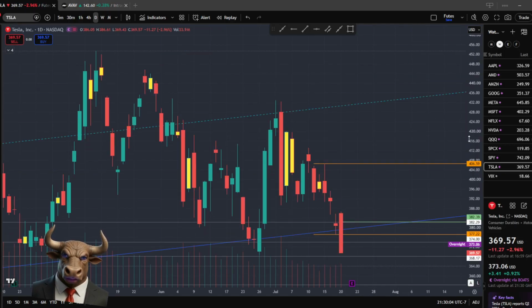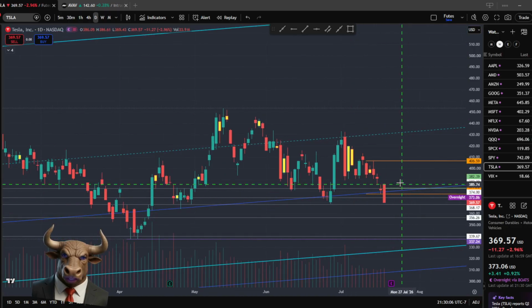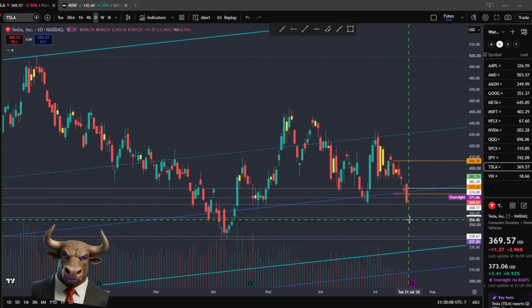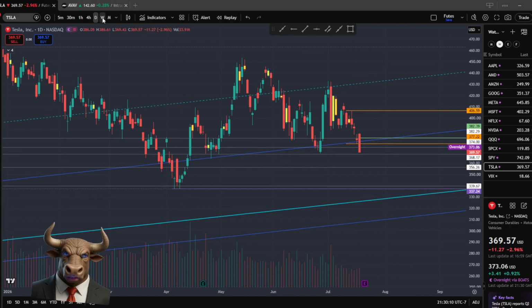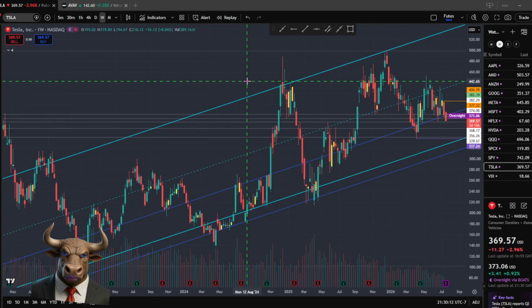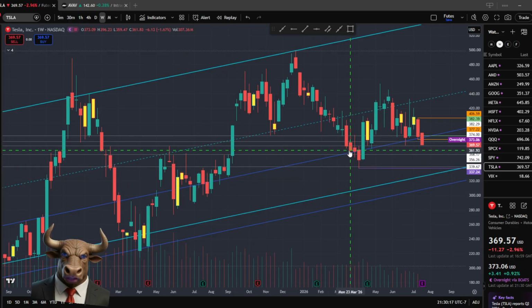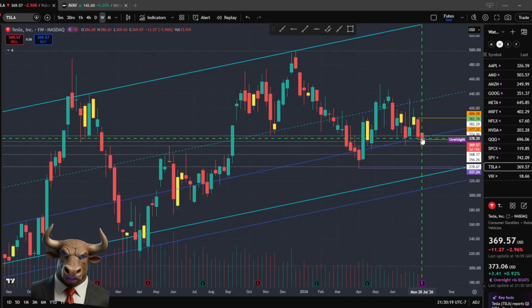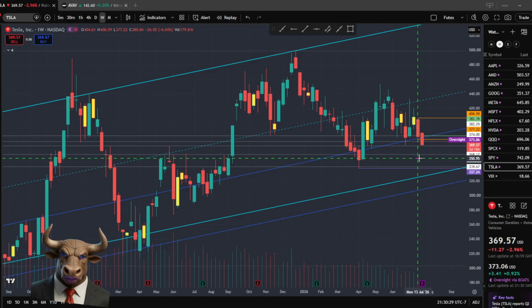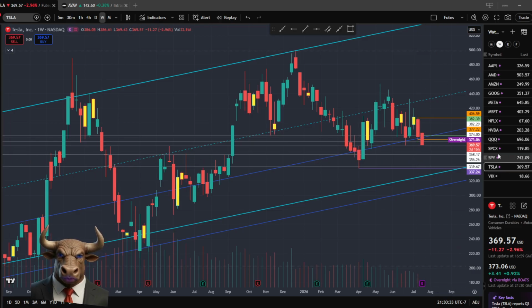And then Tesla, that did break down from our trend line. Let's see what this looks like. Yeah, you can see our trend got a lot of touches over the past weeks. Tried to hold, didn't happen, broke down. Now we're looking to hold 368.17, or else we're looking at 356 and then 339. Yeah, so that's what we're looking for there.